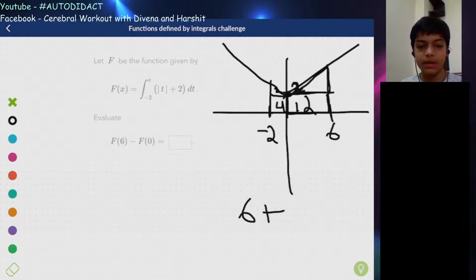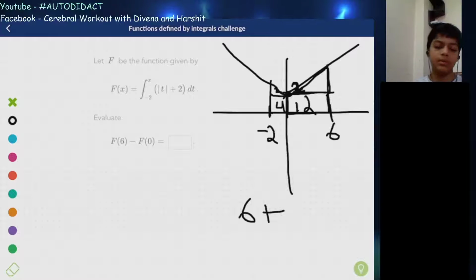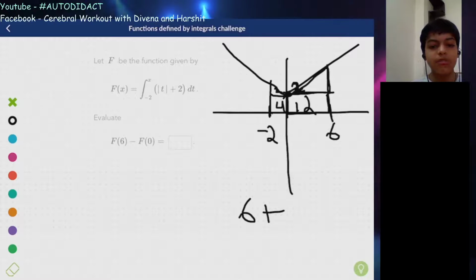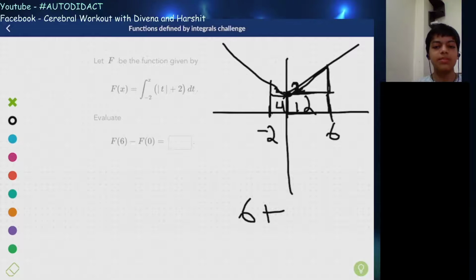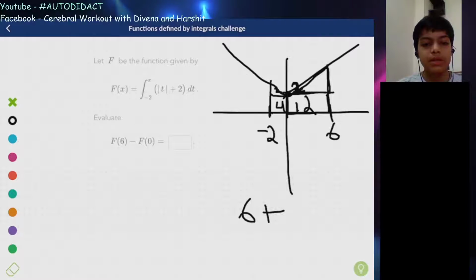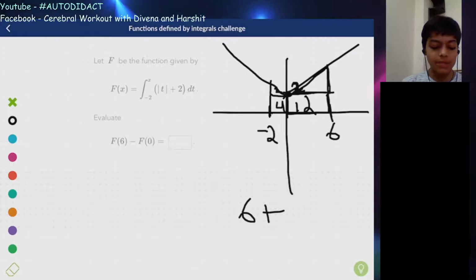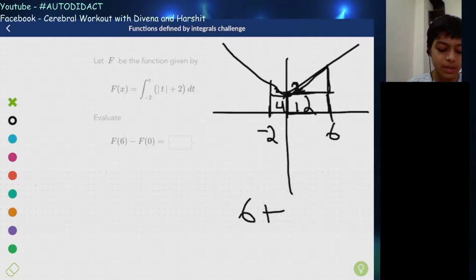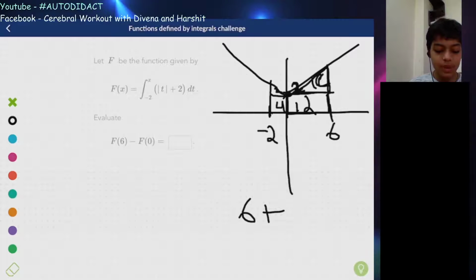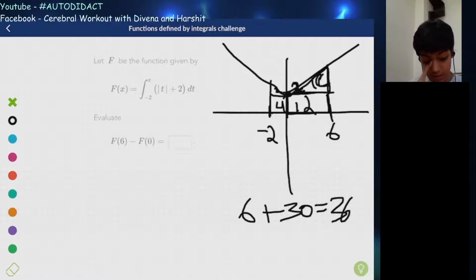The triangle's area: its base is 6 and its height is 6, times 1 half. So 6 times 6 times 1 half is equal to 18. Then 18 plus 12 is 30, and 30 plus 6 is 36. This whole area is equal to 36. F of 6 is equal to 36.